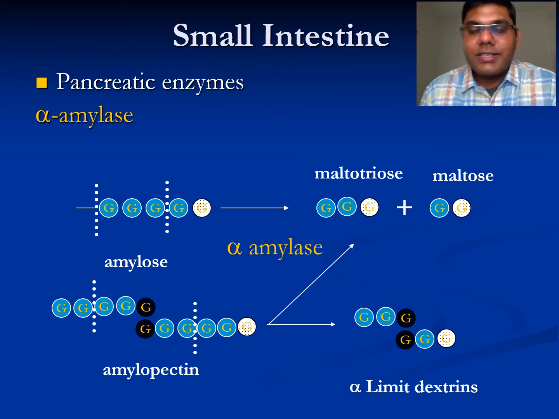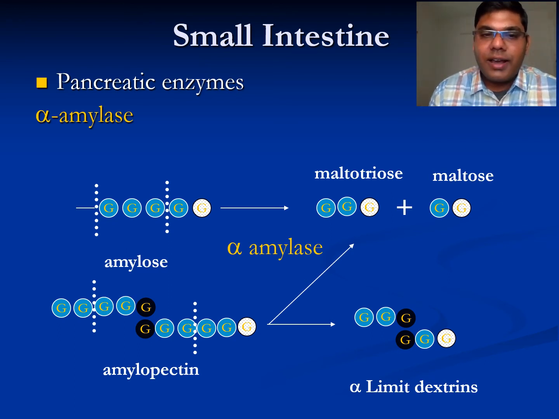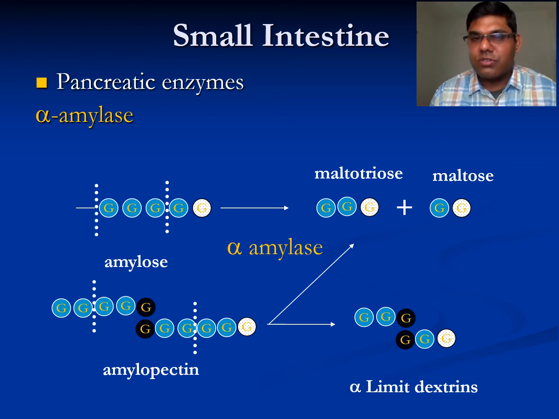In the small intestine, the next level of digestion takes place by pancreatic enzymes such as alpha amylase. So what does this do? Both amylose, which is the straight chain of glucose, and amylopectin, which is the branched chain of glucose, are acted on by alpha amylase, and they are converted into maltose or oligosaccharides such as maltotriose or limit dextrins. So the large units are converted into shorter stretches of multimers actually.